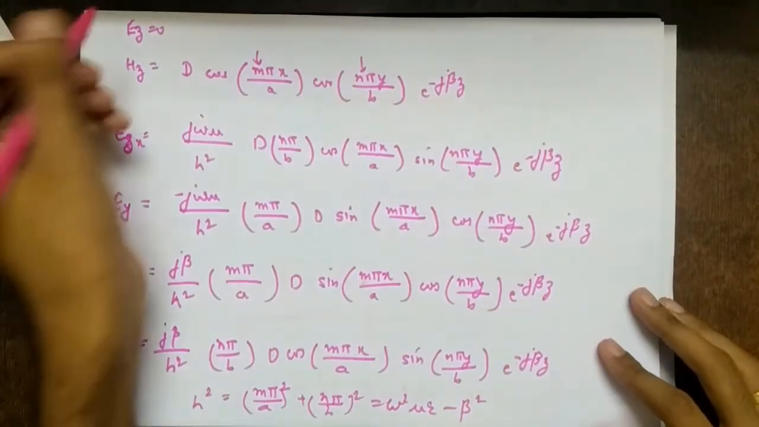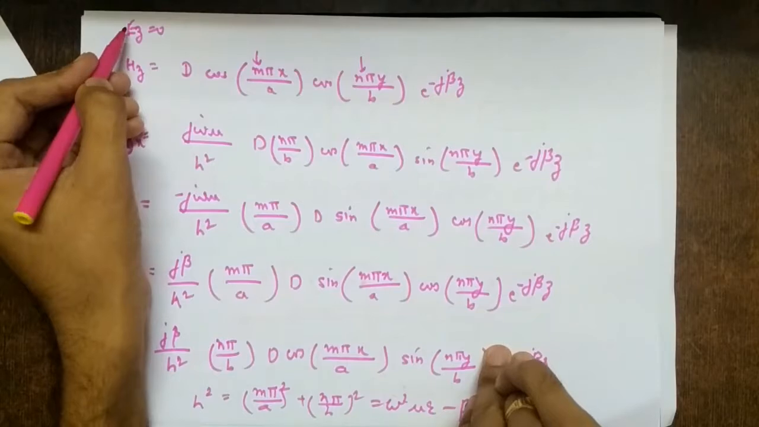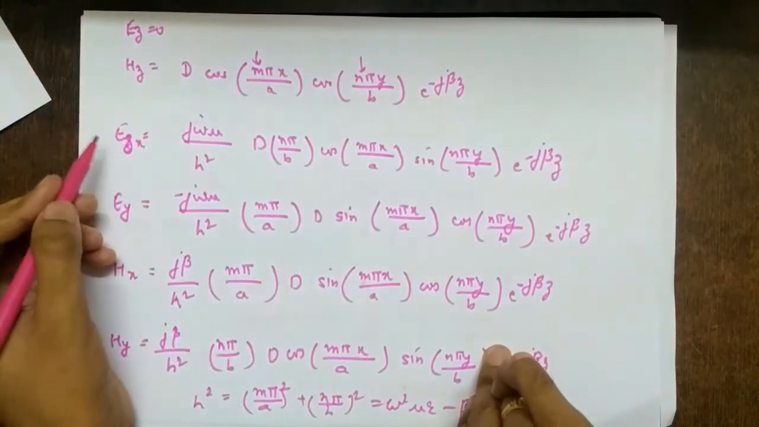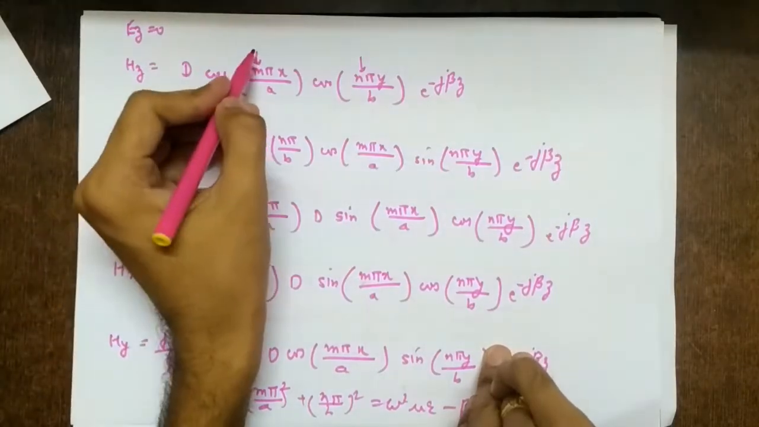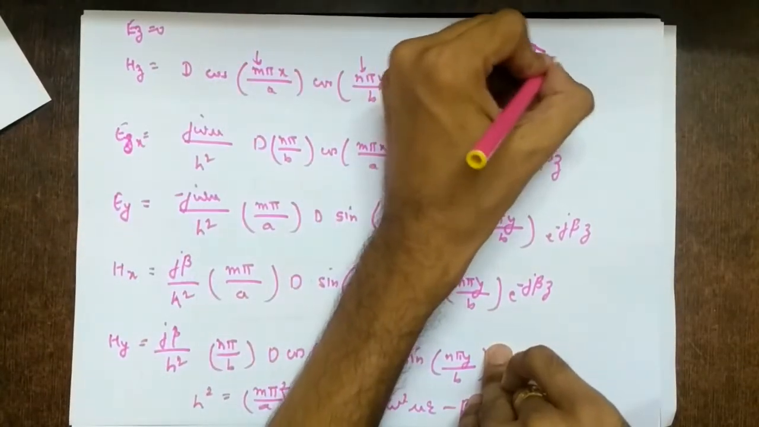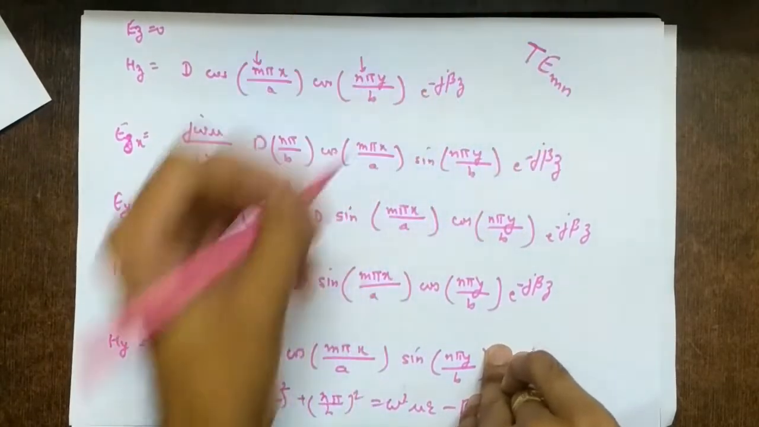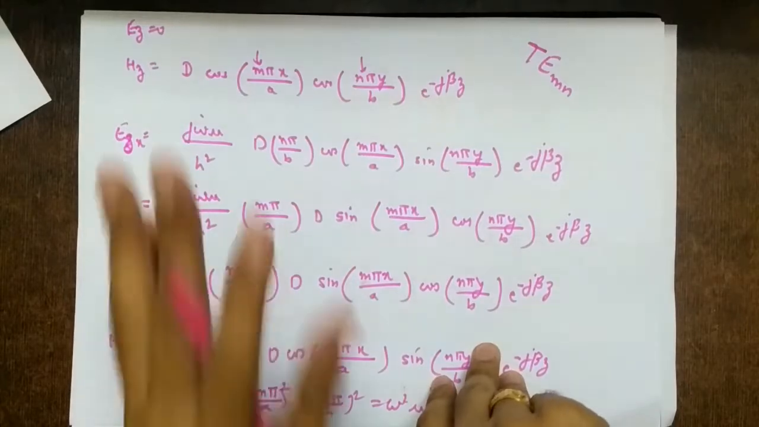So let's see what it means. These are all the equations: Ex, Ey, Ez, Hx, Hy, Hz. Ez is 0. Then we have Hz, Ex, Ey, Hx, Hy. So we have all the equations, right? And again, this is TE mode, so m and n both exist. What is this mode called? TE-MN mode, right? This is designated as TE-MN mode. Let's see which is the lowest order mode.